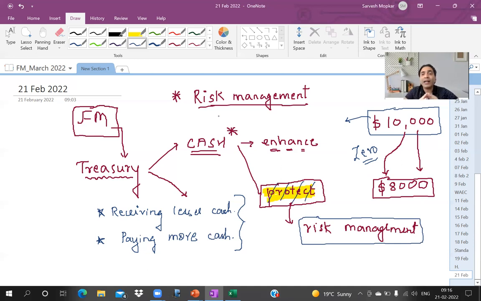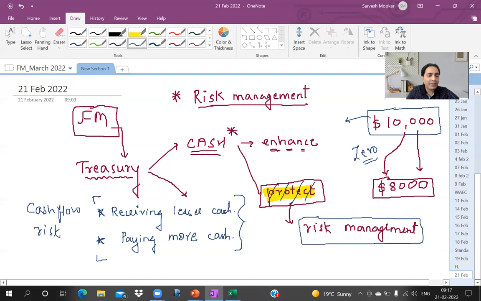So we are just introducing ourselves. As I said, risk management is an advanced topic by itself. But we are just going to learn the A, B, and C in financial management. Later on in AFM, you have some more advanced issues with respect to risk management. So in your syllabus, the focus of risk management will be on cash flow risk.